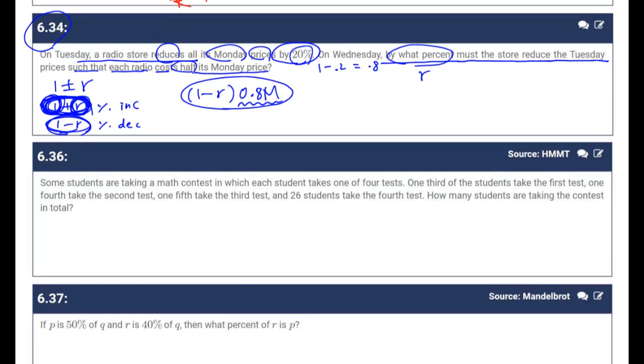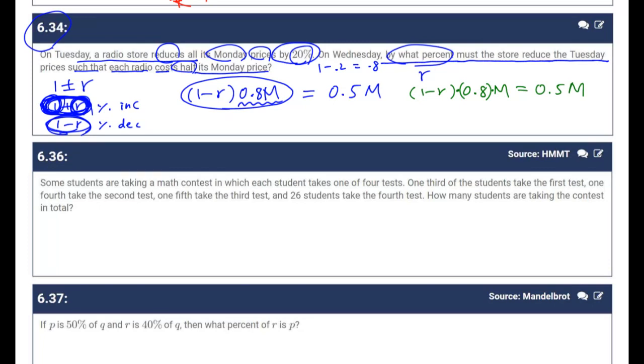Well, if you take 0.5 from 1, that's still 0.5, right? Half is gone, half is left, right? So this result should equal half, which is 0.5 of whatever that Monday price is. So it's kind of messy, so let me just write this one more time. 1 minus R times the Tuesday price, which is 0.8 M. So it's all connected with multiplication, right? Should equal 0.5 M here.